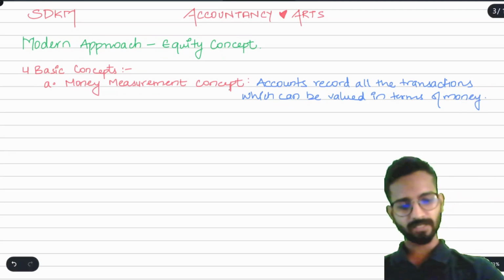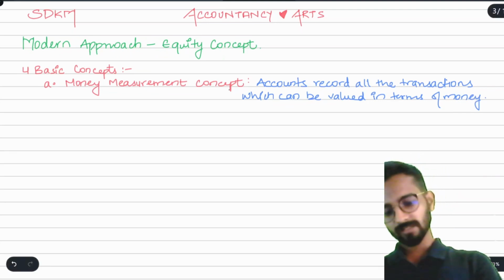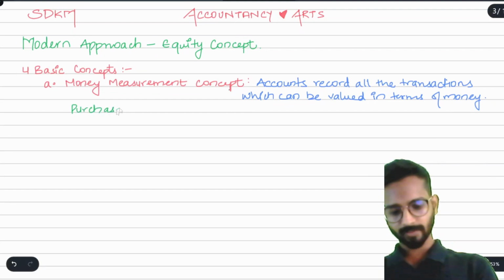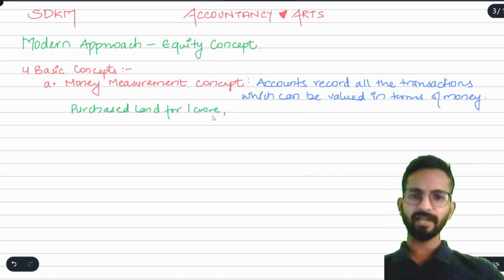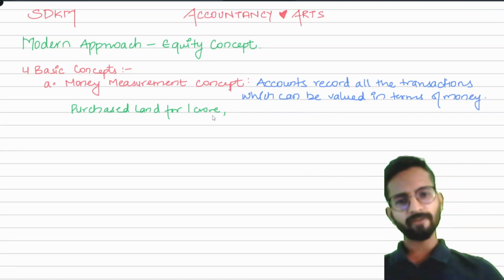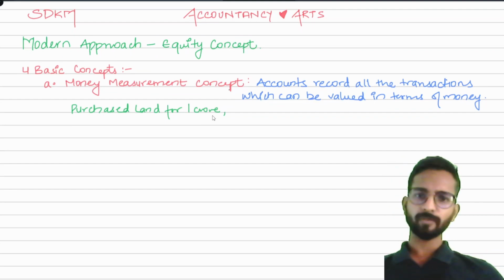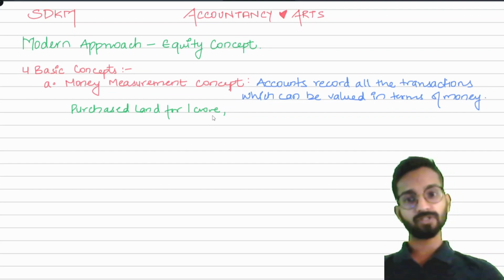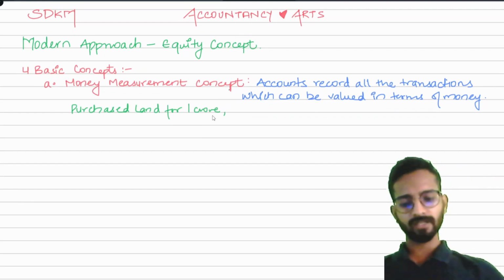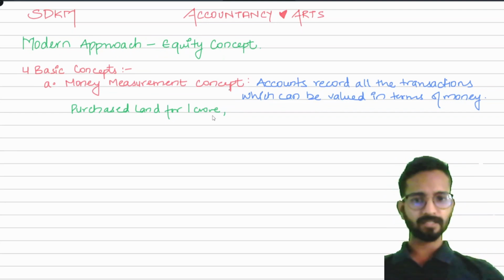Say for example, understand this very carefully. Suppose you have purchased a land. You can write that purchased land for say 1 crore. Or you have purchased a building, or furniture, if you have paid a rent, received an income, paid a salary, paid wages, paid transport charges or whatever. If there is money involved, then you can obviously record the transaction. That is what the money measurement concept is saying.